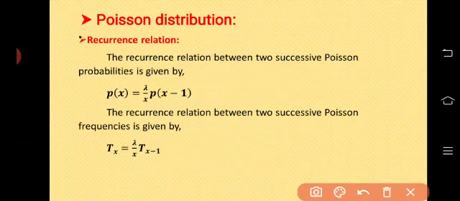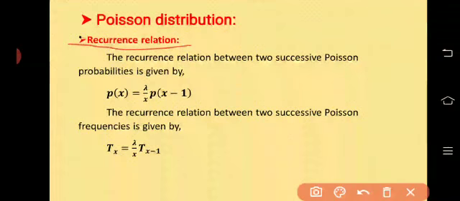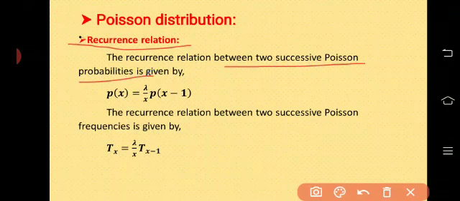Today, the first definition is the recurrence relation. This recurrence relation is required to find the successive probability terms or successive frequency terms of a Poisson variate. The recurrence relation between two successive Poisson probabilities is P of x equal to lambda divided by x into P of x minus 1. You can put x equal to 0, you will get P0, x equal to 1, P1, and so on.